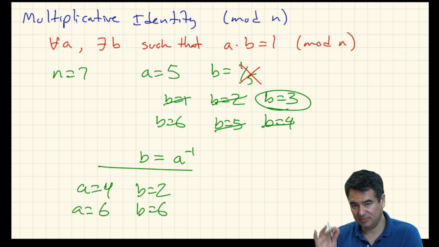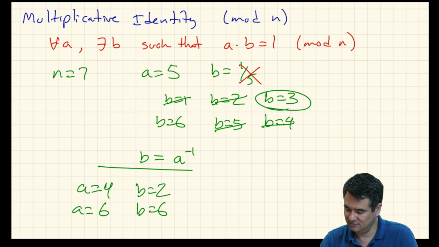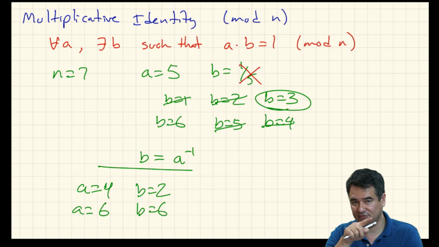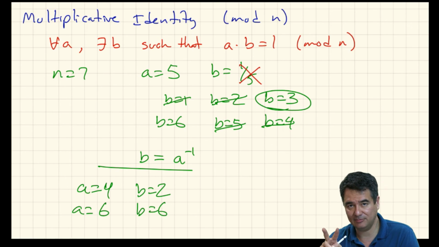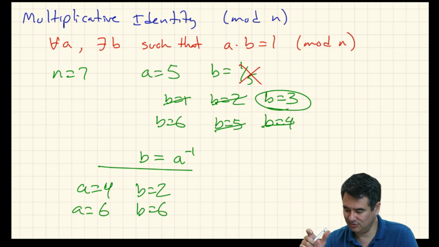Okay, so we can actually build up a table. For every value of a, we're going to find a value of b that is its multiplicative inverse. So we're going to find a value that when we multiply it by the original number and we do modulo n, we get 1. And so if we build up that table, we get some interesting results.